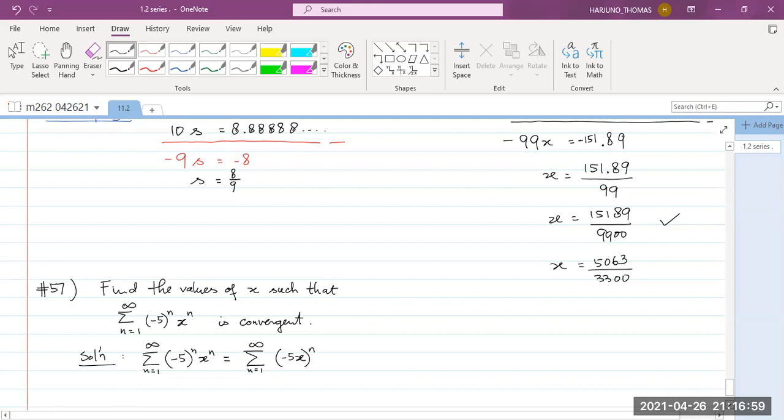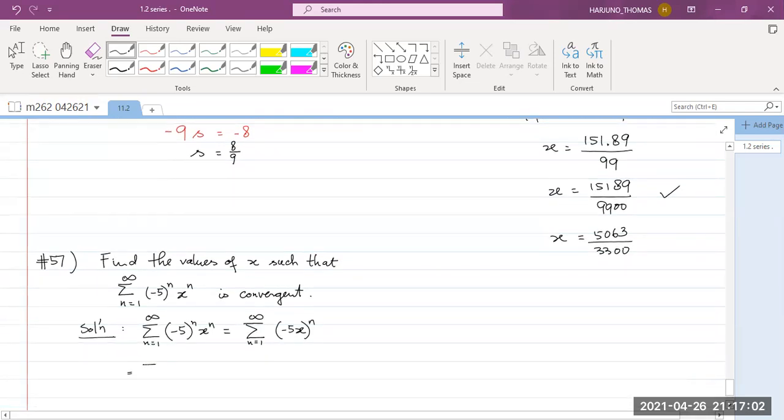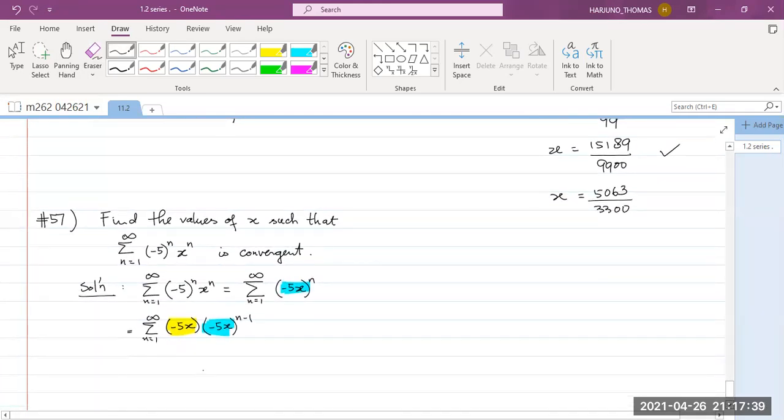Okay, which we can write that as -5x times -5x to the n minus 1. Just for sake of completeness, that we can see the first term, this is the first term, and this is the common ratio. You see that? Okay, which you can see the common ratio already start from there. And remember that a geometric series is convergent if and only if the common ratio has magnitude less than 1.